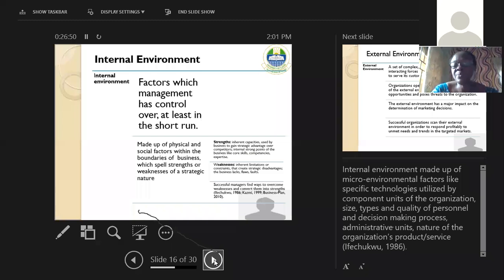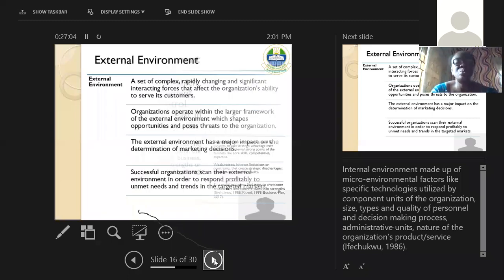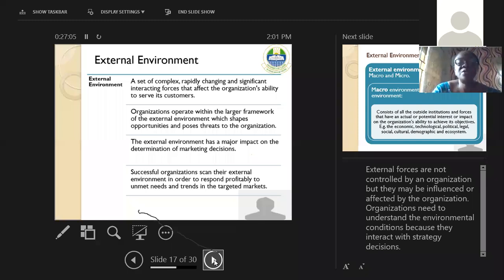But what successful managers do is to ensure or to look for ways to ameliorate their weaknesses or overcome them, and possibly convert them into strengths rather than moaning and weeping because of the weaknesses. Now let's look at the external environment too.